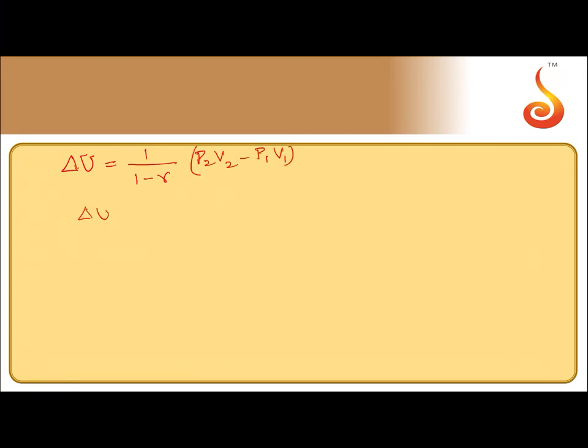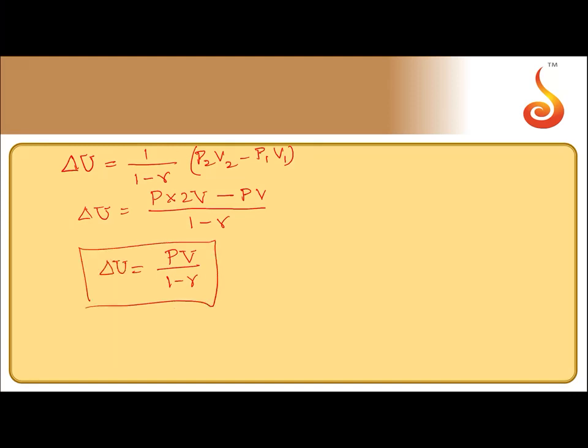So delta U is equal to, P2 is P, V2 is 2V, volume is doubled at constant pressure. So this must be P into V divided by 1 minus gamma. So that turns out to be 2 PV minus PV is PV divided by 1 minus gamma. This should be change in internal energy. So that is option C.